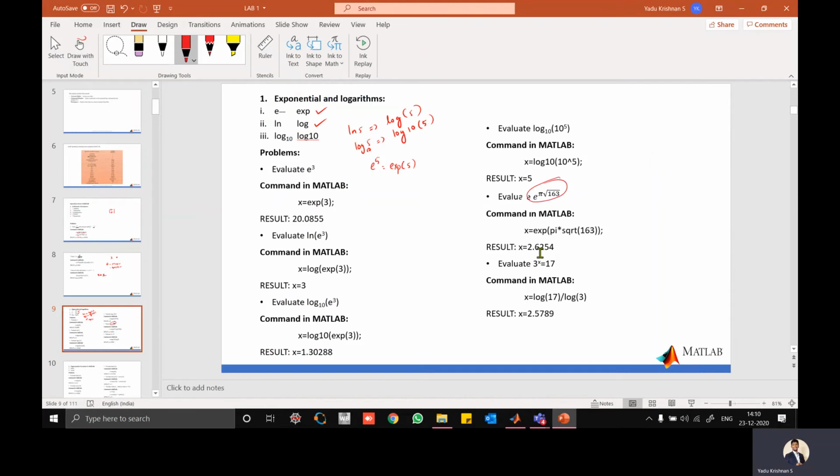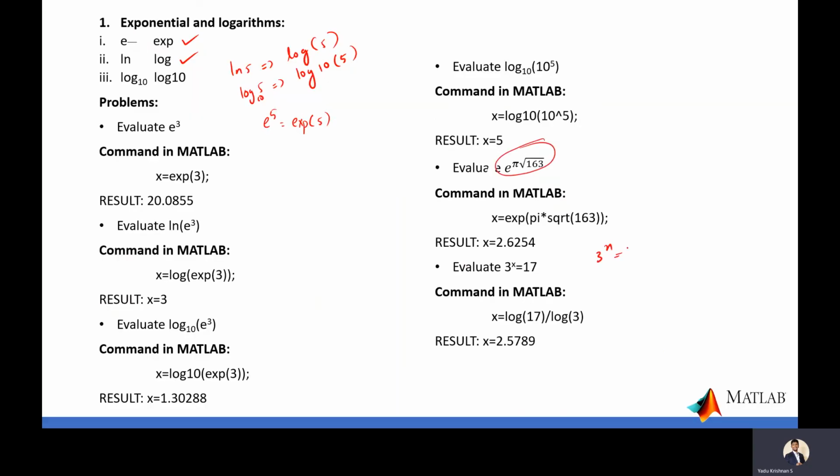Okay. So 3 raised to x equal to 17. How will you do this one? This problem is a little trickier, right? 3 raised to x equal to 17. What you can do is take the logarithm of both sides. You can take the natural logarithm, that is x into ln of 3 equal to ln of 17, right? So what is x then? x equals ln of 17 divided by ln of 3.